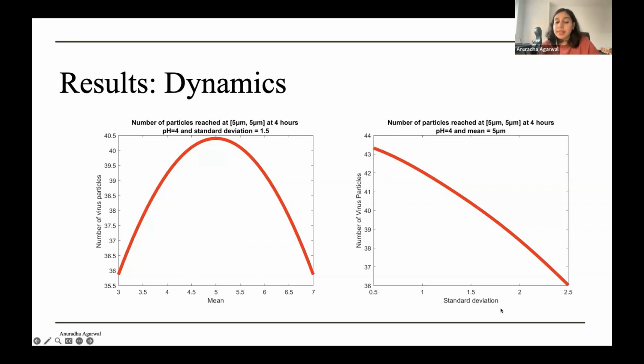Same thing here with standard deviation. So here we have mean constant at 5 micrometers, and the standard deviation is between 0.5 and 2.5. So essentially, the more the spread, it takes longer for the virus to reach, but as the spread is almost concentrated at a few points anywhere on the first row there, you would have more particles reaching the target.